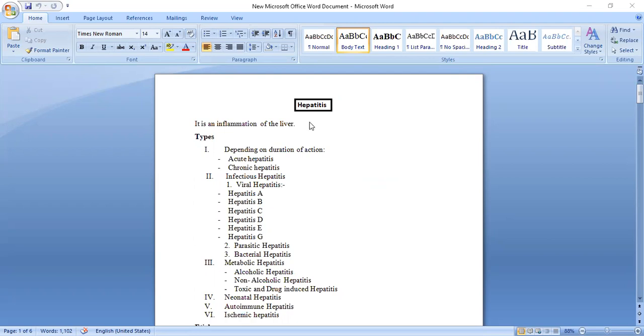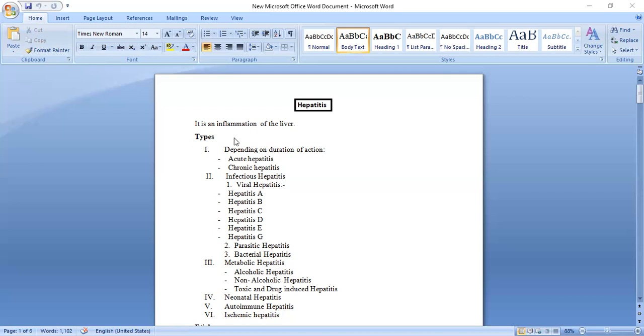Today we are going to see hepatitis, the next chapter on GIT, gastrointestinal tract diseases. Hepatitis means inflammation. Hepatitis is the inflammation of the liver.